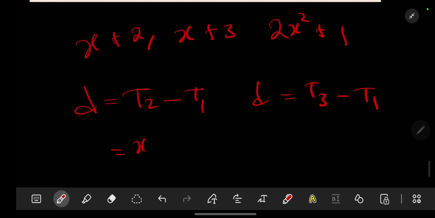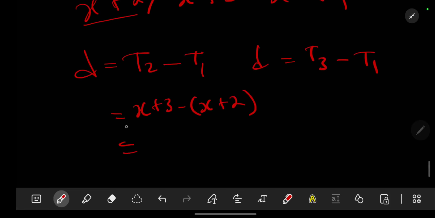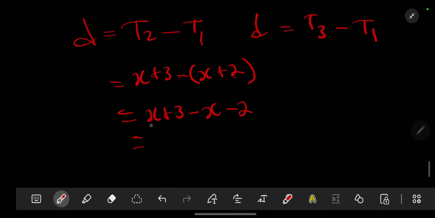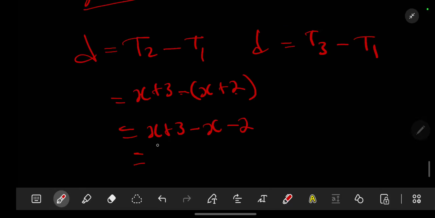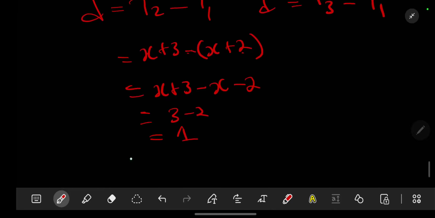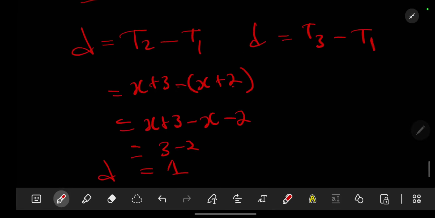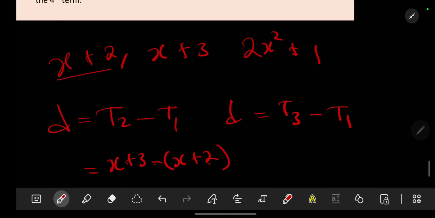term number 2, which is x plus 3, minus term number 1, which is x plus 2, which gives us x plus 3, minus x, minus 2, which will be equal to, so x and x go, we have 3 minus 2, which is equal to 1. So the difference here is giving us that it is equal to 1.